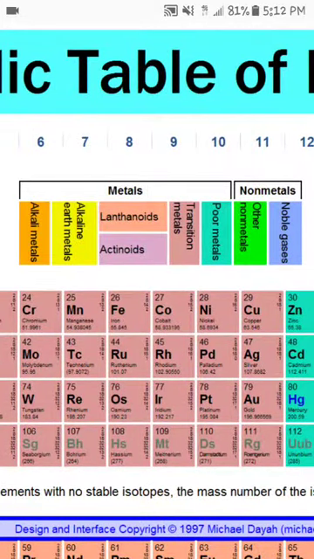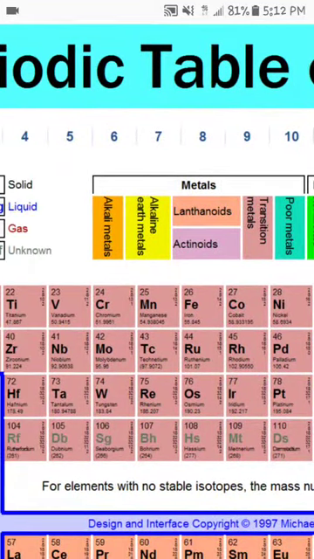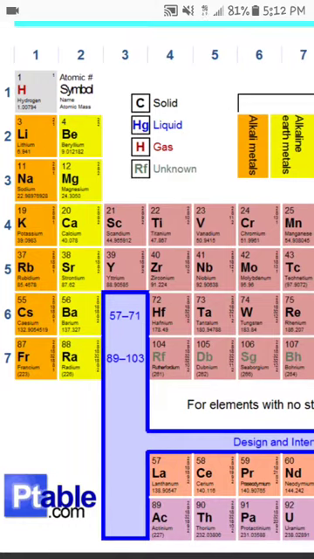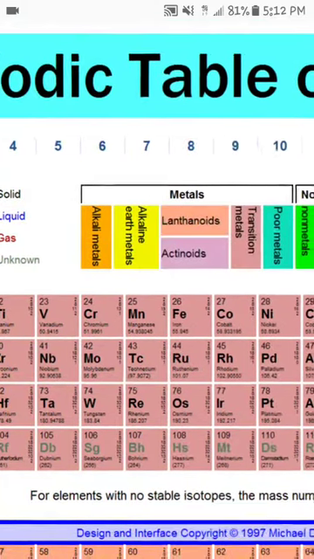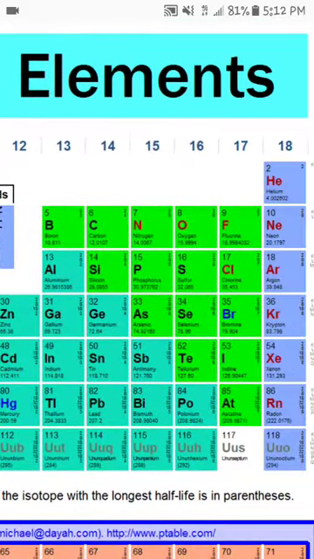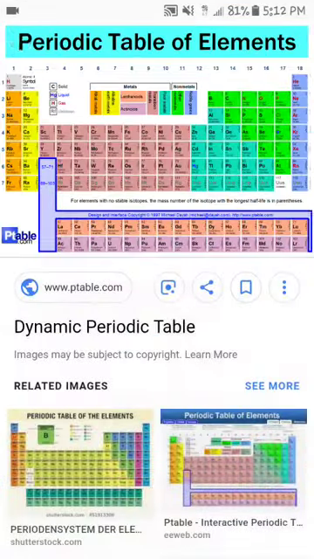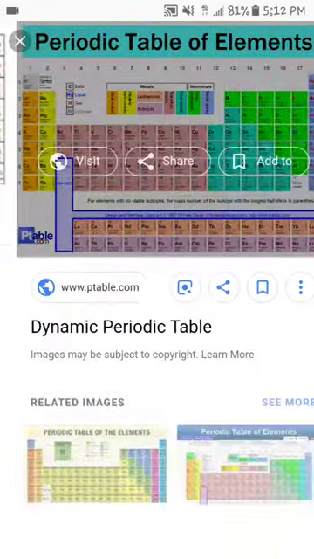A period is a horizontal row on the periodic table. There are 7 periods on the periodic table, while a group is a vertical column on the periodic table, and there are a total of 18 groups.